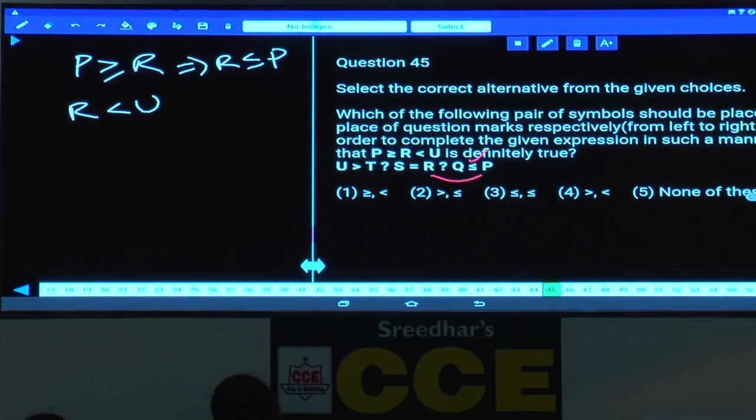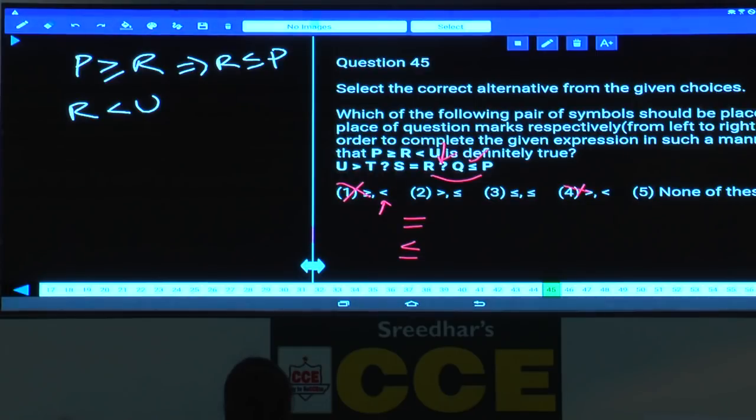Then what is the symbol that is to be replaced with R and Q? Either equal to or lesser than or equals to, both are one and the same, isn't it? In order to prove P greater than or equals to R, what is the symbol that has to be replaced here? The second symbol that has to be replaced is either equal to or lesser than or equals to. Choice 1 is ruled out because the second symbol is only lesser than, and choice 4 is also ruled out. Now we are left with only choice 2 or choice 3.